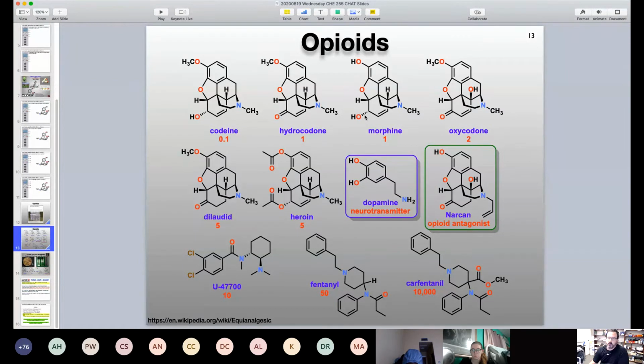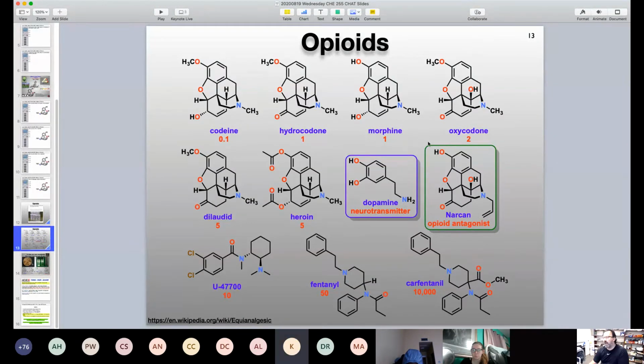So see this sigma bond? See this OH group? That H goes away. Now you have a pi bond. See this H right here? That's substituted. Now you have OH. This OH becomes CH3O. So by doing these substitutions, look what you've done. You've increased the potency of morphine.